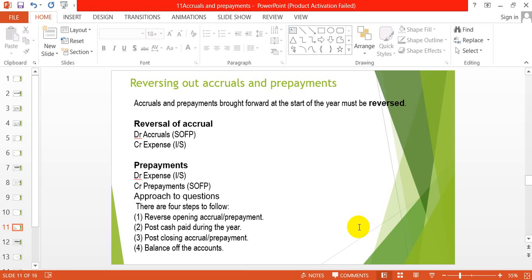So the approach that you need to take when you're answering a question is a 4-step approach. So step 1, you reverse the opening accrual or prepayment. Then you post now the transactions which are happening in the current year. Post the cash paid during the year, post closing accrual and prepayments, then balance off your accounts.